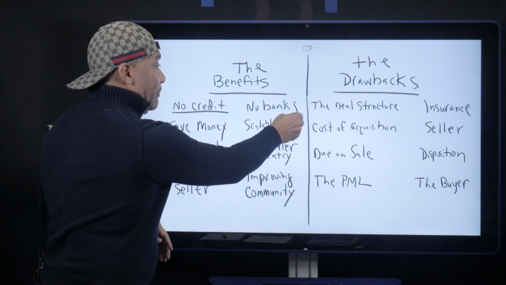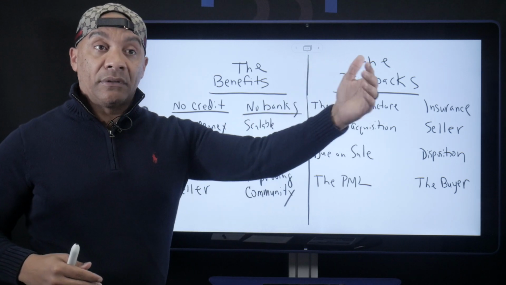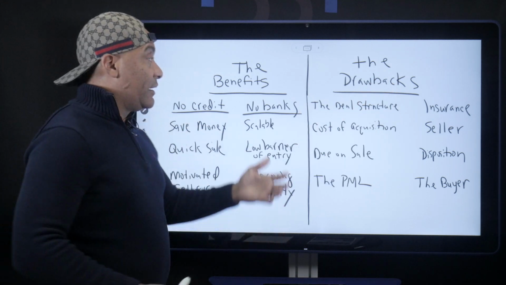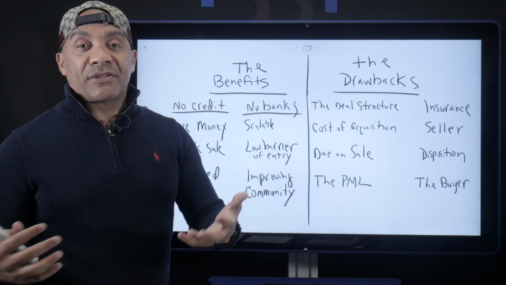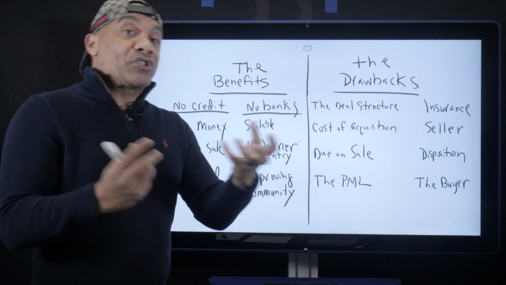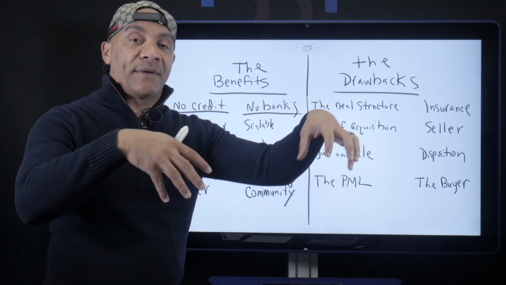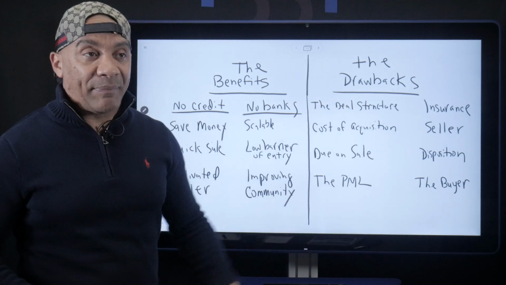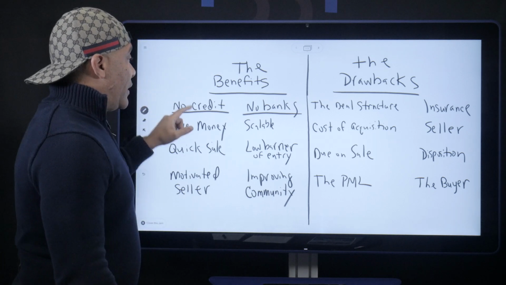It doesn't require banks. Now, although the banks are still involved because there's an existing mortgage on that property, it doesn't necessarily require the bank's authorization because you're not assuming the loan, you're just taking over or stepping in the shoes of the owner when it comes to the responsibility of paying that monthly payment and paying off that existing loan. Here's another benefit.